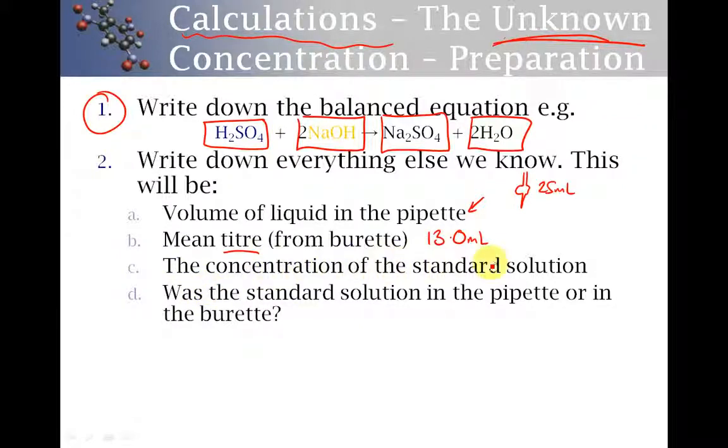The concentration of the standard solution, I'll just make up a random one here. Remember, the standard solution is a concentration that we know. And also, what was the standard solution? Was it standardized H2SO4, or standardized NaOH? Let's say in this random example, that was the standard solution, and the unknown concentration was the sulfuric acid.